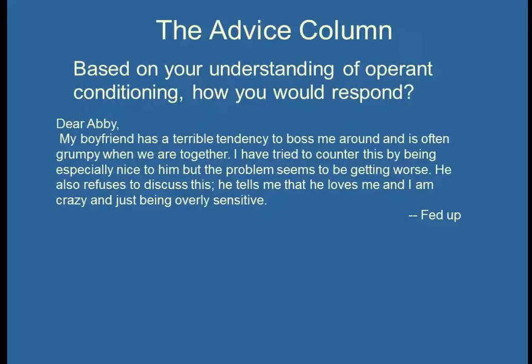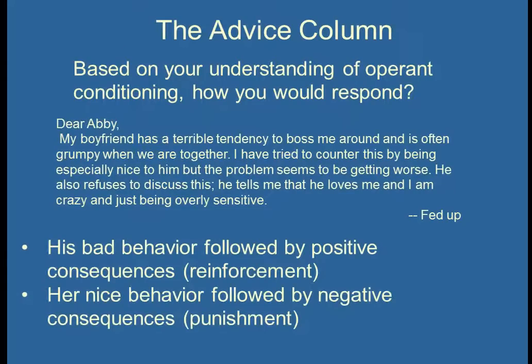So I really like to use this example because quite often when two people are in abusive relationships, there is a dynamic where the victim can sometimes actually be making things worse by being overly nice to the bully, for lack of a better word. And hopefully you picked up on that. So what we see is that his bad behavior, bossing her around, being grumpy, is being followed by positive consequences. She's nicer to him. So she is actually reinforcing his bad behavior. And that means she's making it occur more and more frequently.